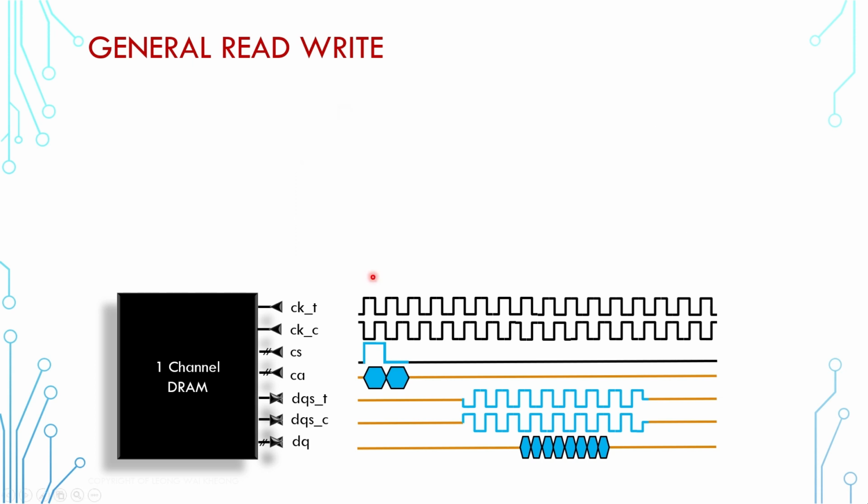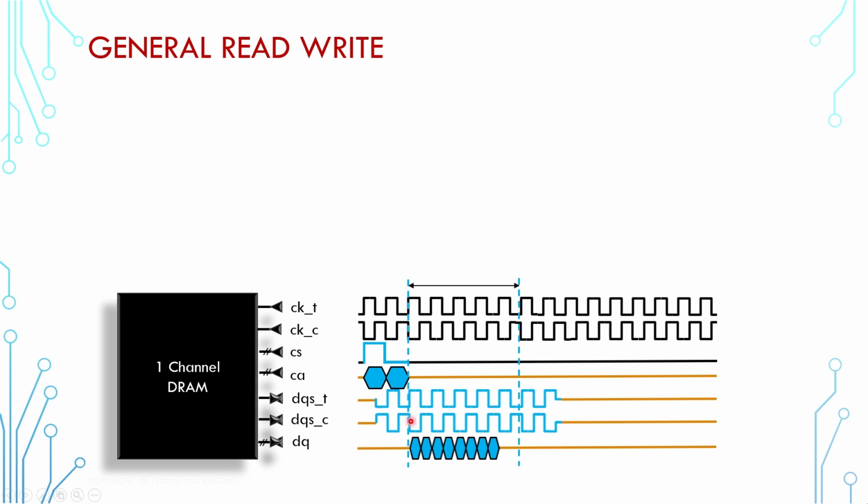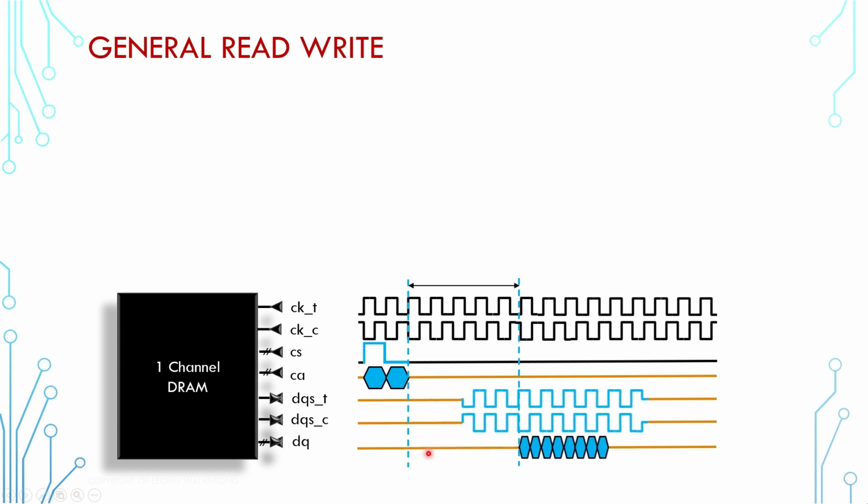Next, this delay from when a command is issued until when data is seen, this is known as latency. If we are doing a write, this is write latency, and if we are doing a read, this is read latency. Let's focus on write latency. When we want to perform a write, can we kickstart the DQS at the same time and send the data at the same time? Or must we wait for the latency?